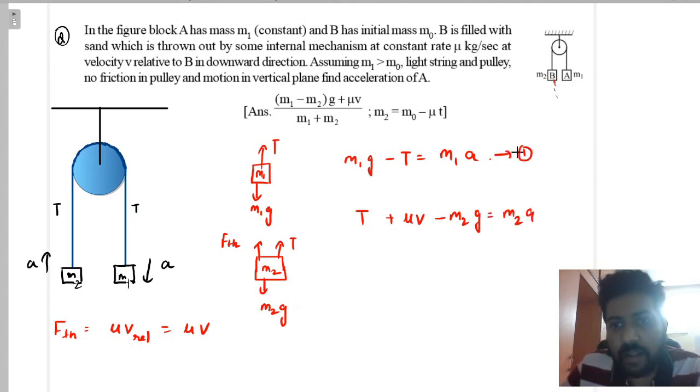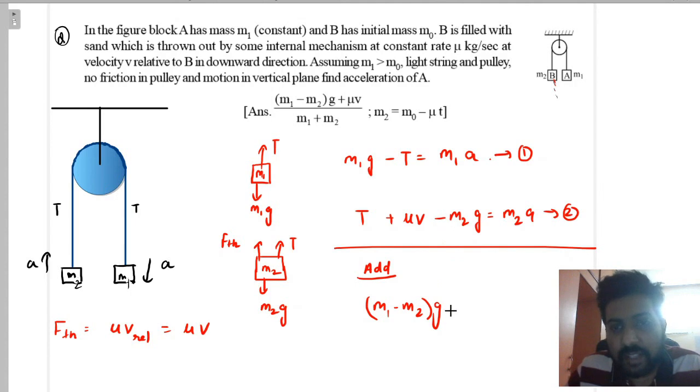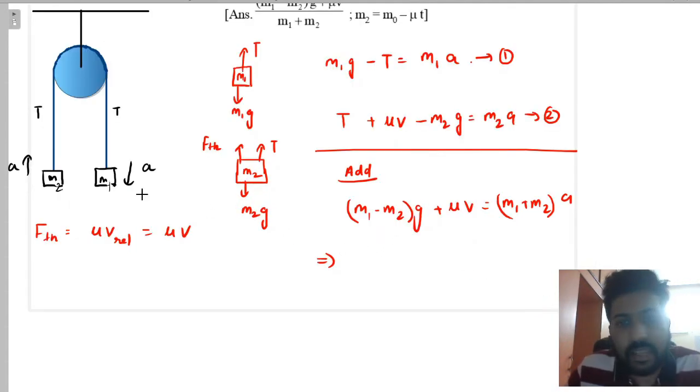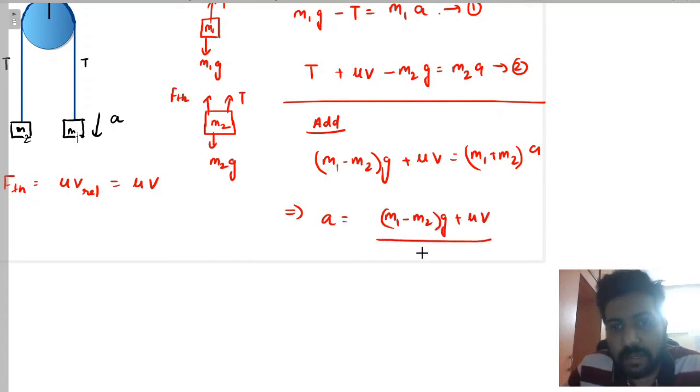Now this is equation 1, this is equation 2. If you add these two equations, you will see that the tension gets cancelled out and you will get m1 minus m2 multiplied by g plus mu v is equal to m1 plus m2 multiplied by a. From here you will get a is equal to m1 minus m2 into g plus mu v divided by m1 plus m2. Okay.